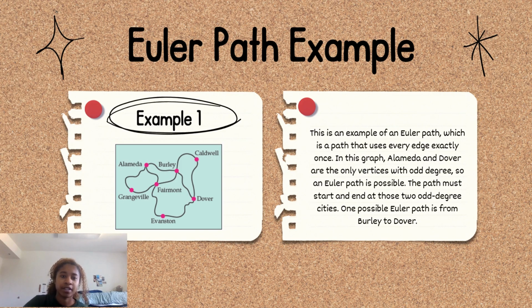This graph is an example of an Euler path that uses cities and roads. To check if an Euler path exists, we can count how many cities have an odd number of roads connecting to them. In this graph, two cities have 3 roads connecting to them, while all other cities have an even number of roads. Since exactly two vertices have an odd degree, an Euler path is possible. One possible Euler path goes from Burley to Dover.